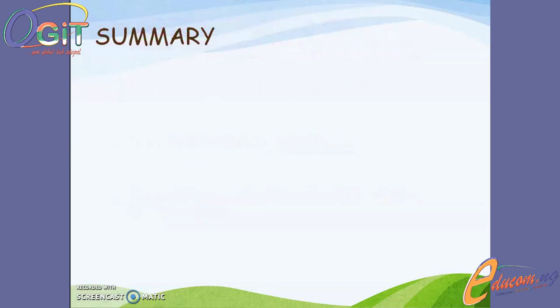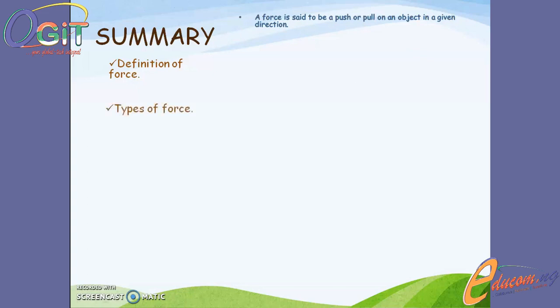As you know, we had 4 objectives and these objectives have been met. But before we wrap up our class, we need to recap on what we have treated so far. And this leads us to the summary of the class, where we treated the definition of force. And we said a force is said to be a push or pull on an object in a given direction. Also, we looked at the types of force, and we said force can either be a contact force or a non-contact force, otherwise known as force field.